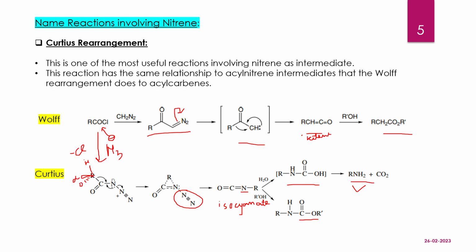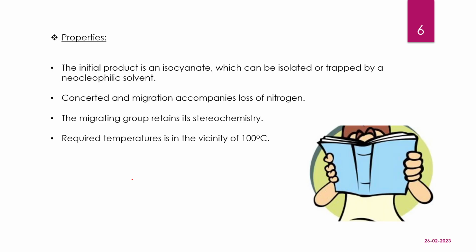Wait, I'm just taking it arbitrarily. So when it gets shifted from here, all the conformation of this R group will be the same. Like H will be in the plane, chlorine will be above the plane, and OH will be below the plane. Everything will be the same. So the stereochemistry of the migrating group is just retained.